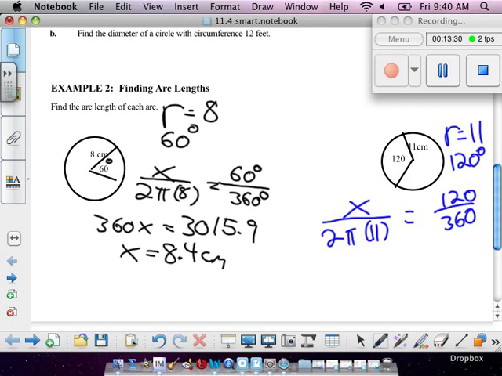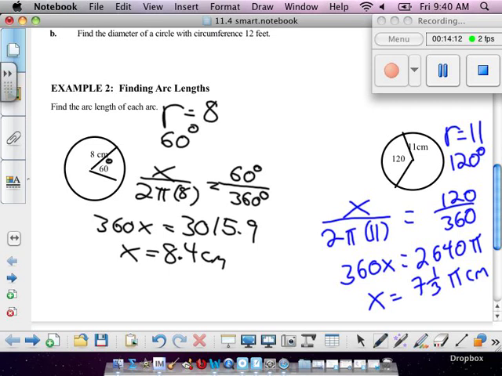Then I'm going to cross multiply and get 360x equals, and I'm going to multiply all that stuff together. Let's leave this one in terms of pi, so I'm not going to multiply it by pi. So I'm going to go 2 times 11 times 120 gives me 2,640, and I'm going to put the pi symbol. Okay, and then I'm going to divide 2,640 by 360. And I'm just going to leave it in terms of pi. So x equals 7 1/3 pi centimeters. You need to know how to do both ways.